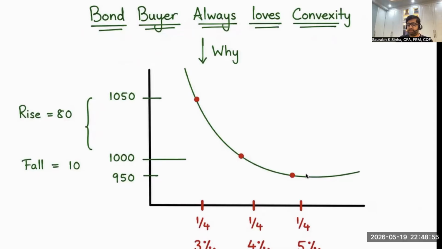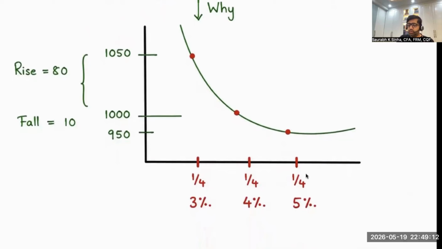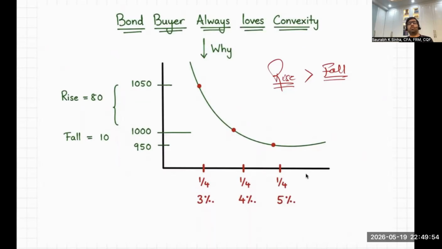The reason is that the rise for the same interest rate change will always be greater than the fall for the same interest rate change. If the bond value was 1000 at 4%, and interest rate decreases by 1%, the rise would be maybe 50, but the fall in the bond price for the same interest rate increase would be only 10. I'm just giving a number, but the rise of the bond price will always be greater than the fall. You love this, right? Because the bond price will never fall as drastically as it will rise. So you love this convexity of the price yield curve.